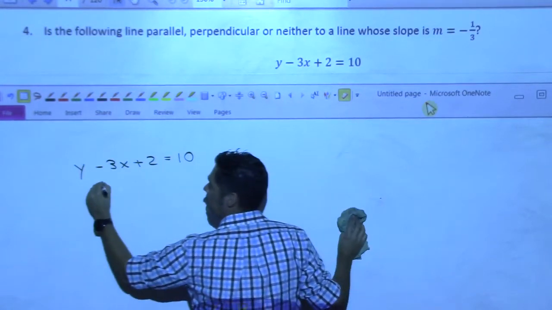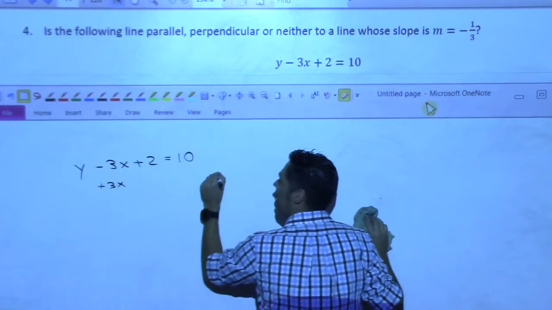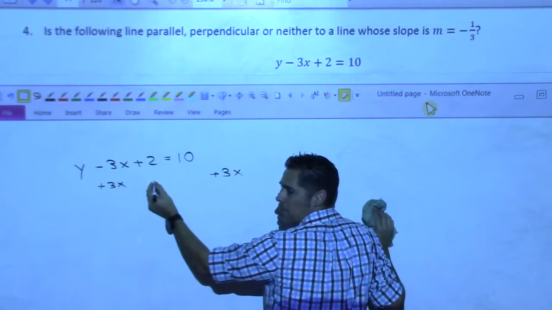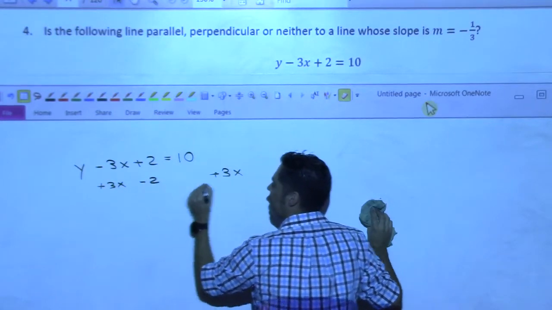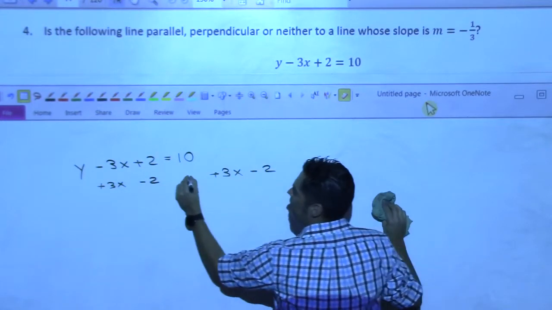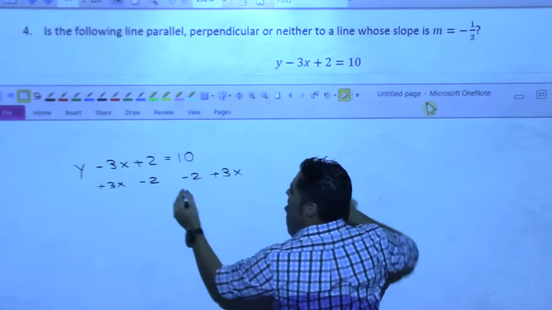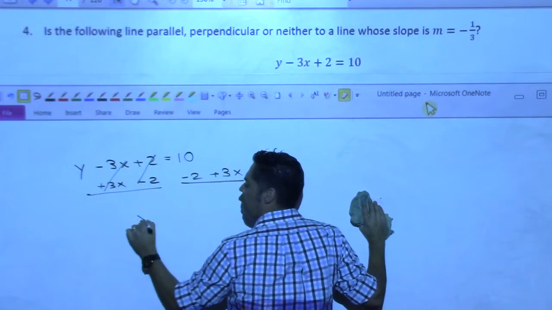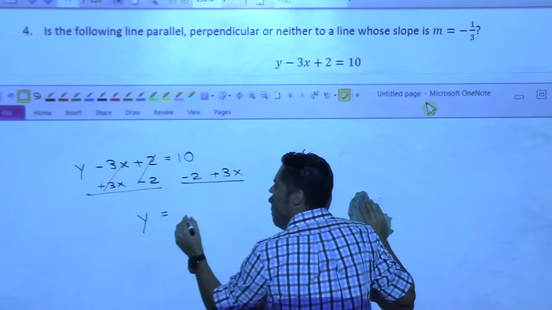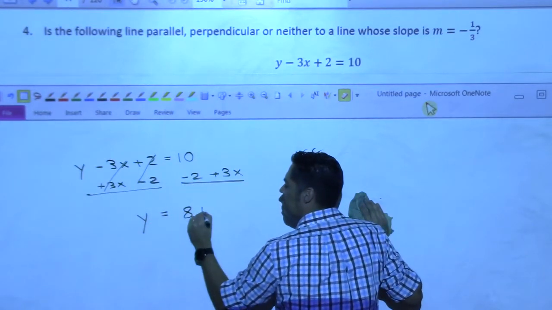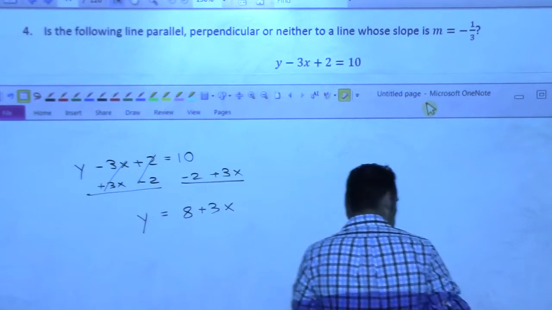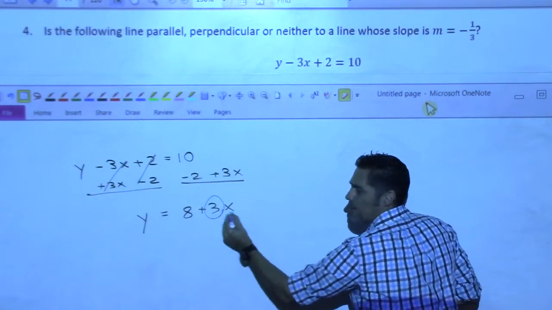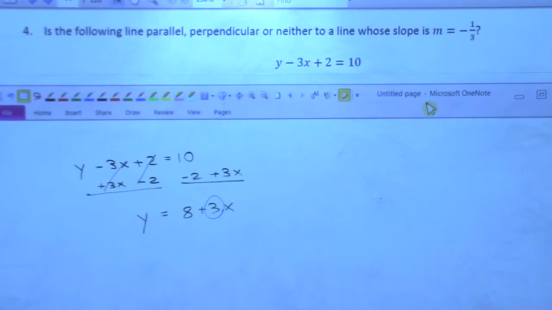Add 3x to both sides. And then I should probably take the 2 out of here too, right? Oh, actually I can put the 2 under the 10. Okay, so I'm going to do that, and then over here, this is gone, I just have y, and over here I have 8 plus 3x. So what is the slope of this line? Yes, it's 3, right? That's the slope of that line.